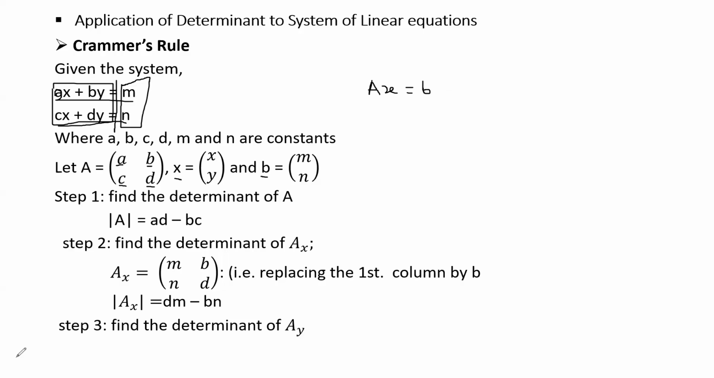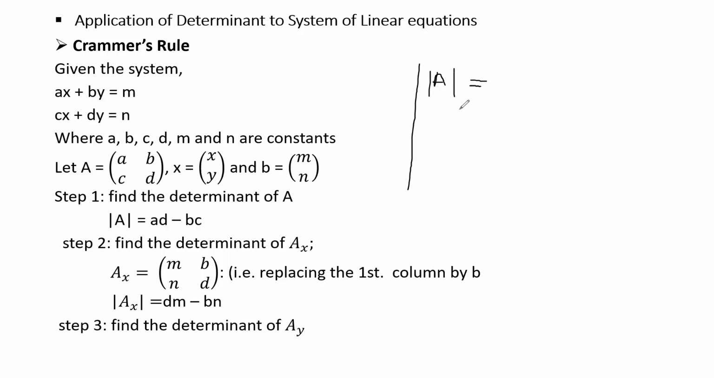you are now going to solve for x and y. So what we are now going to do is we first find the determinant of A. You can now find the determinant of A easily. What is the determinant of A? AD minus BC. Is that not true? Yes, sir. That's my determinant of A.